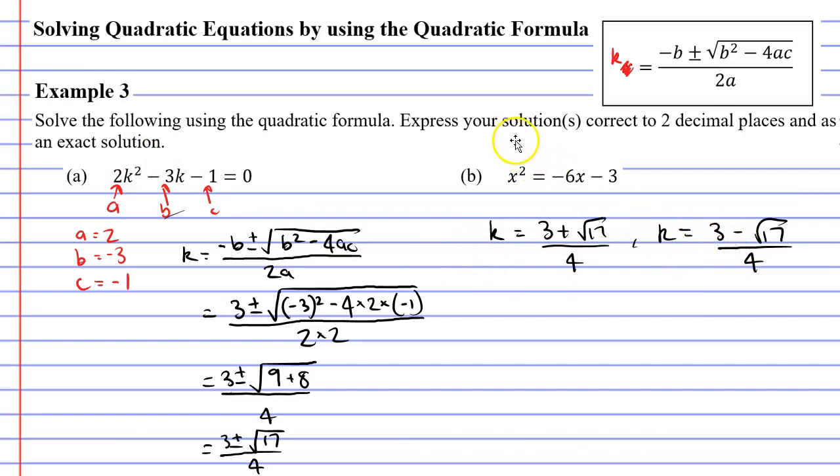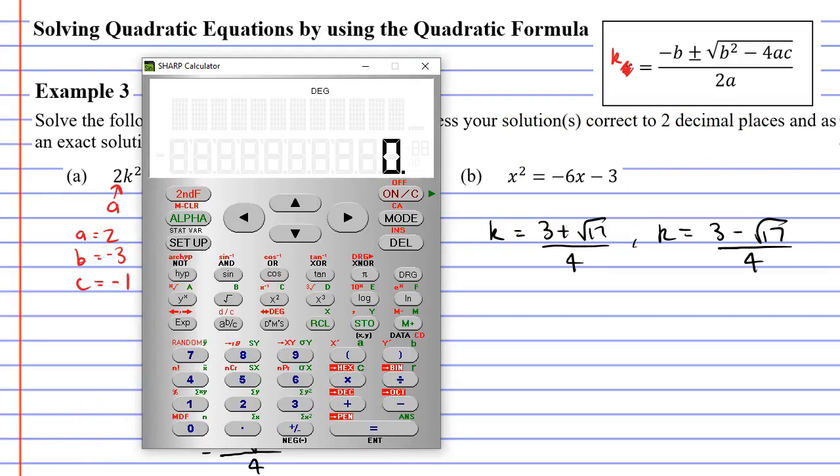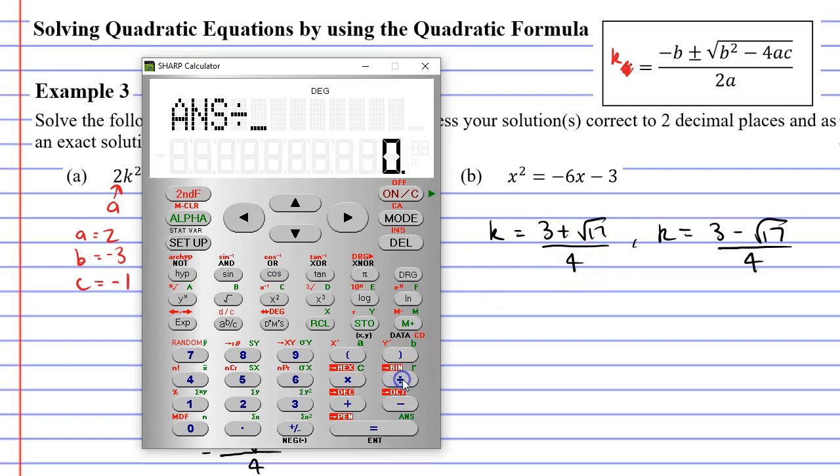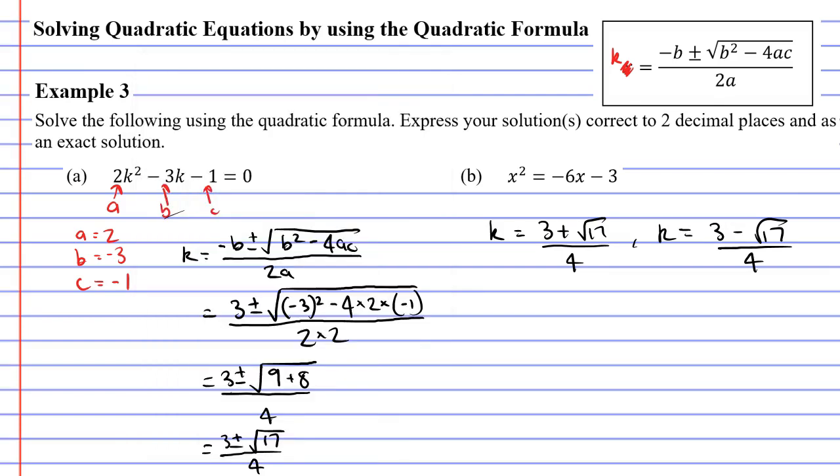We now need to represent them correct to 2 decimal places. How do we do that? Well, we bring up our calculator. Let's look at the first one. 3 plus root 17. Now we need to press equals before we divide it by 4. Divide 4 will give us, correct to 2 decimal places, 1.78. So that's one of our solutions here. K is 1.78, correct to 2 decimal places.